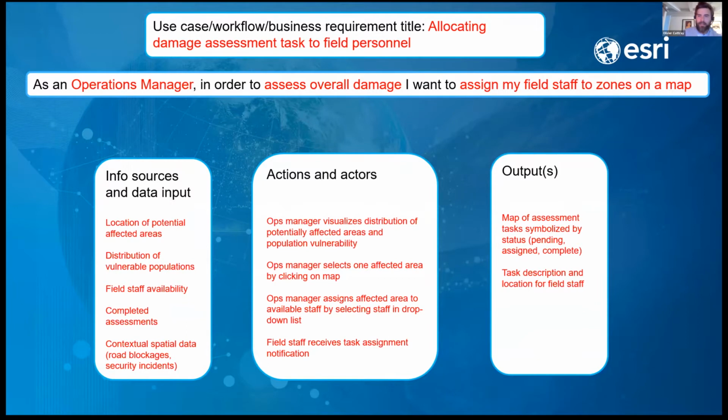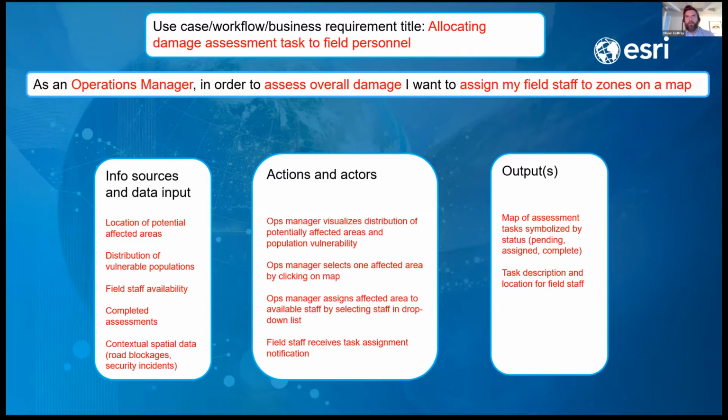Let's say I talked about tasking, and tasking is a pretty common thing that operations managers need to do. So we'll call this use case allocating a damage assessment task to field personnel. So that would be our use case. And so you'd say, as an operations manager, in order to assess overall damage in my location, I want to assign my field staff to zones on a map. So that's how you would articulate your requirement here in a sentence.